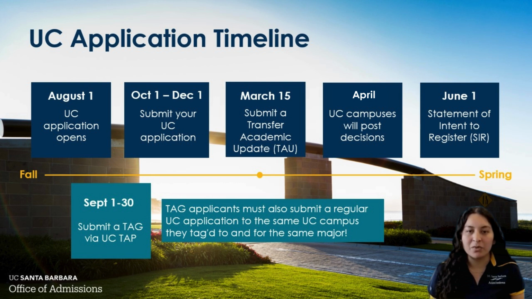Afterwards, transfer applicants will also need to report their final fall term grades by submitting a transfer academic update by March 15th, 2026. Later, UCSB will usually release their transfer admissions decisions around late April. If admitted applicants would like to accept our offer of admission, they will need to submit a statement of intent to register by June 1st.